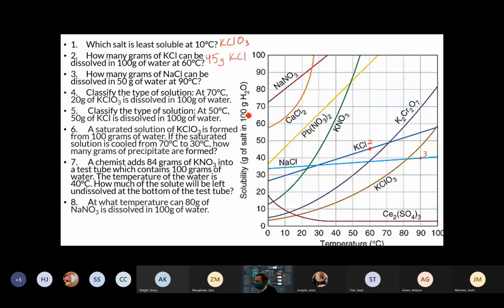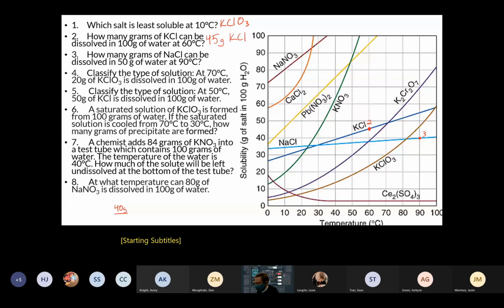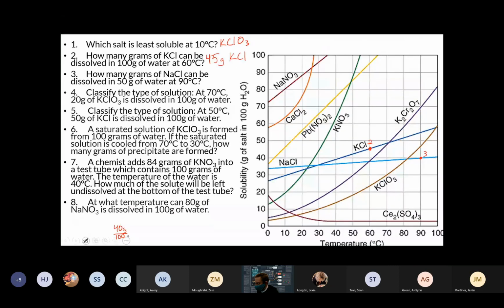So how many grams would be in 50 grams? Well, I could do the math. 40 grams per 100 grams equals X over 50 grams, and solve that for X. Just set up a ratio. And since the bottom is half, the top is also going to be half. It's going to be 20 grams. It's 40 grams of salt per 100 grams of water. So if we only have 50 grams of water, we only get 20 grams of salt.